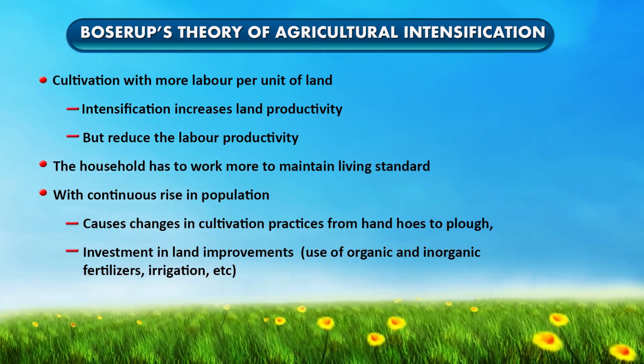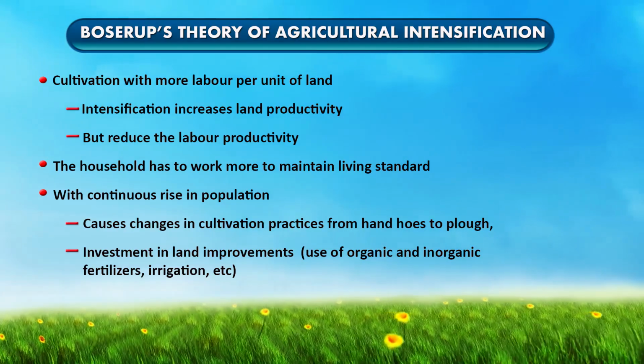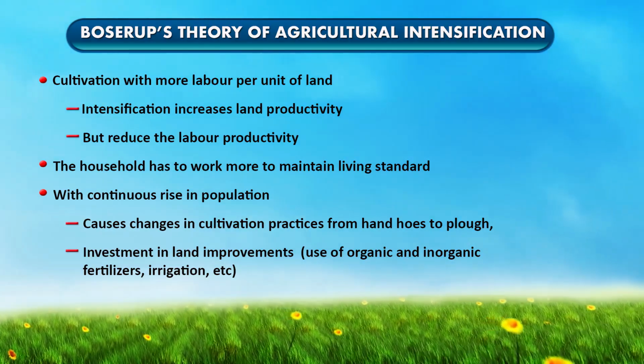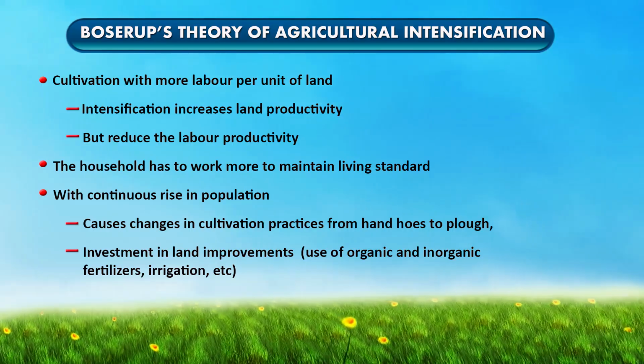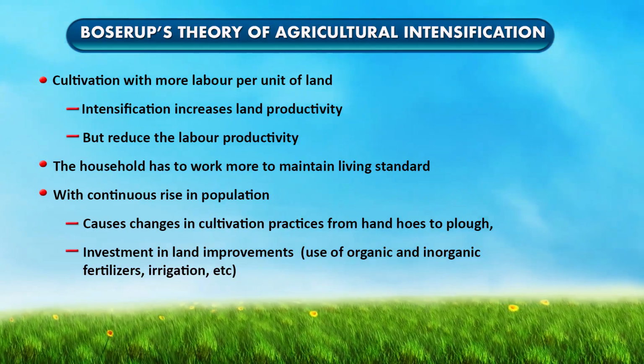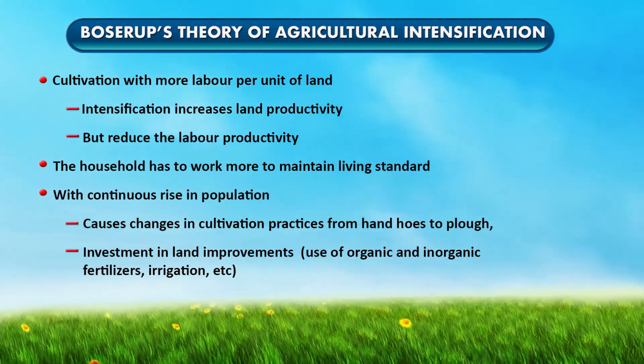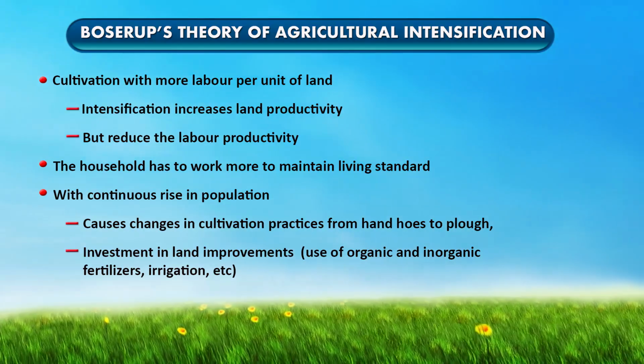And here we need investment in land improvement, like the use of organic fertilizers or irrigation. So according to this theory of agriculture intensification, population growth is the main cause of agriculture growth, because land is limited, and when the population grows, we need to go for intensive cultivation methods. So it increases the productivity of the land. So that's why there is development in the agriculture sector.